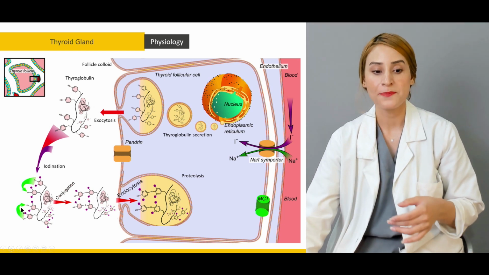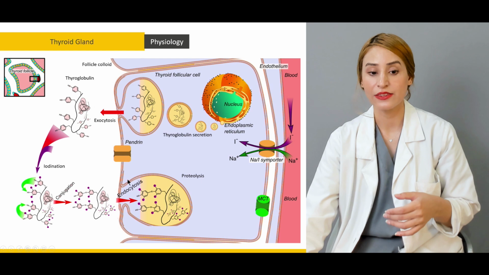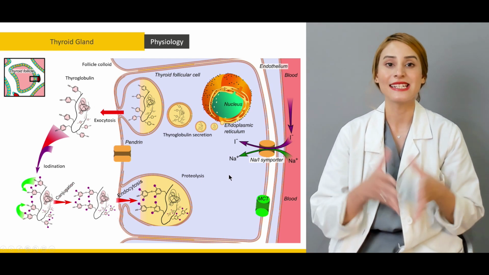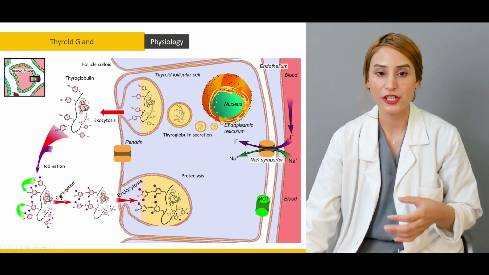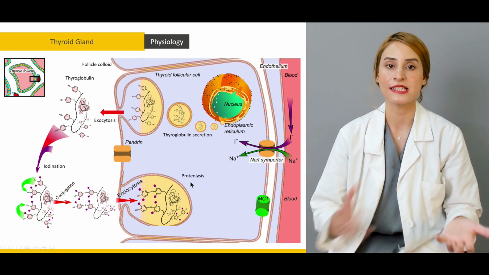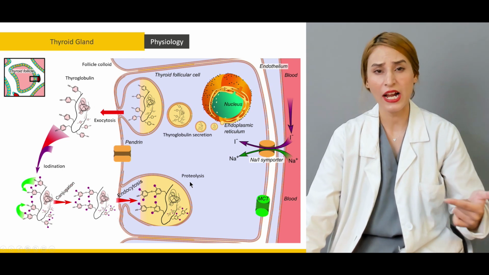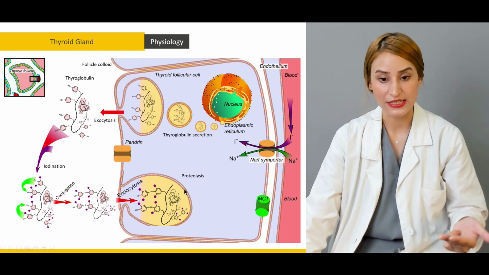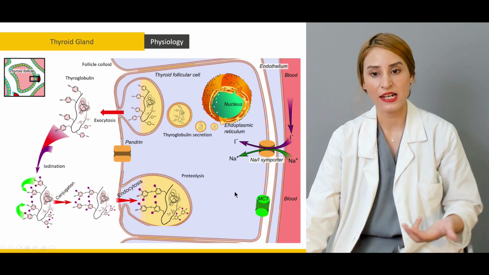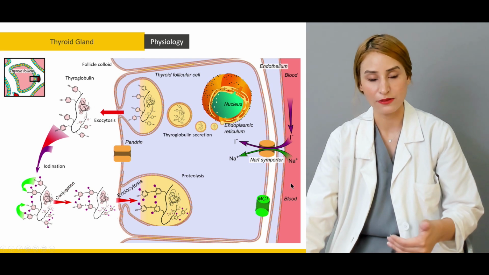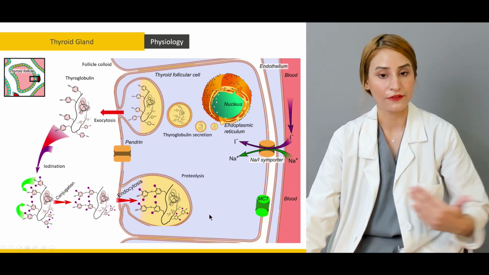Then there's endocytosis, and through this endocytosis, the monoiodotyrosine and diiodotyrosine are pushed back into the thyroid follicular cells, and then there's a coupling, and T3 and T4, triiodothyronine and thyroxine, are then synthesized, and they're transported back into the blood. And this is how the whole process works.